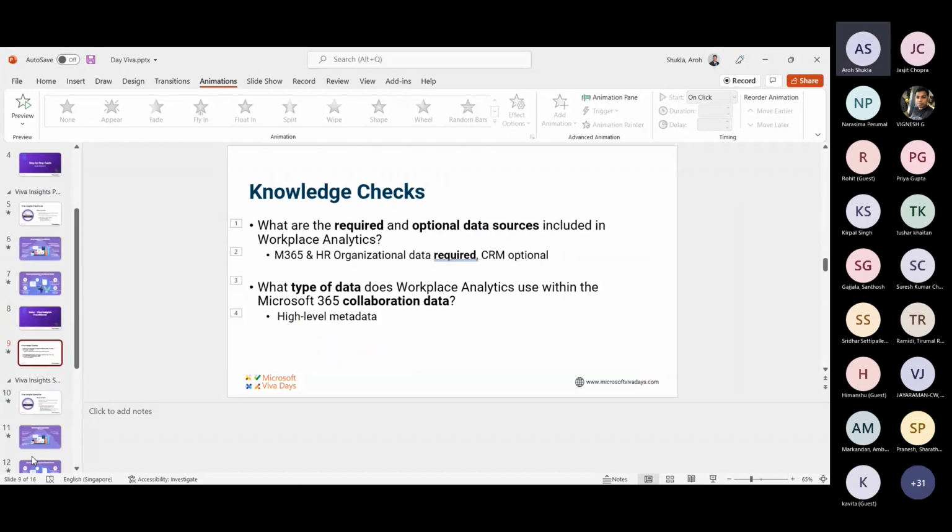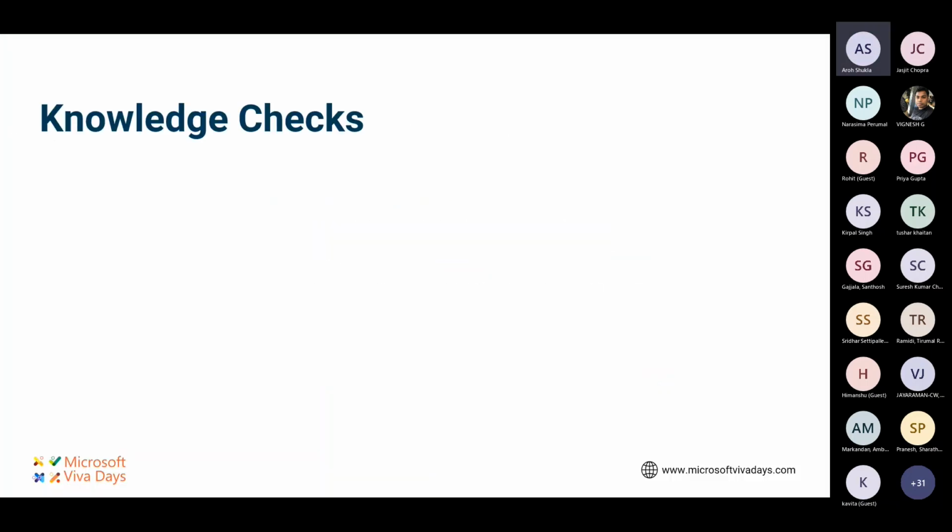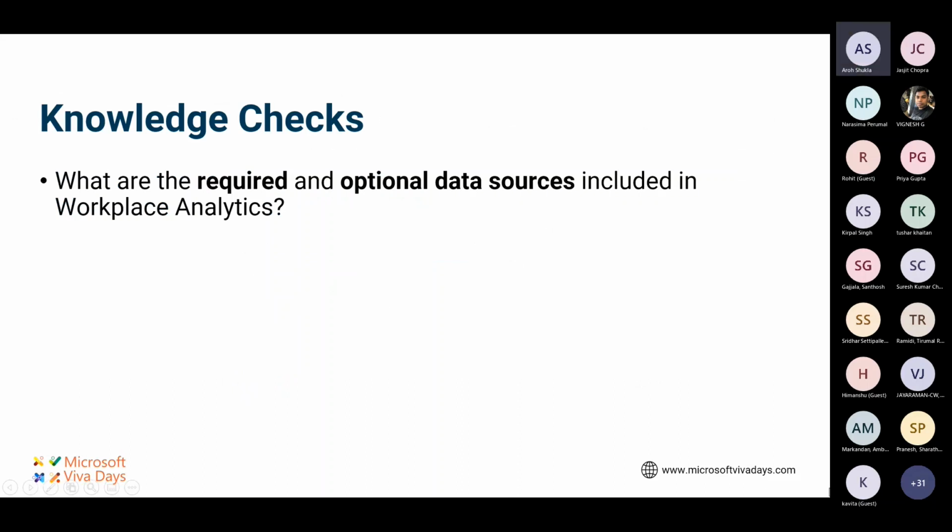Okay, a quick question here. For people who are listening to me, what are the required data sources for Viva Insights, and what are optional or not required? I will give 30 seconds to anyone. I spoke about it twice, so I thought people would listen. So the first one is the HR data. That is, Microsoft 365 and HR data are required. Otherwise, your Viva Insights won't work.